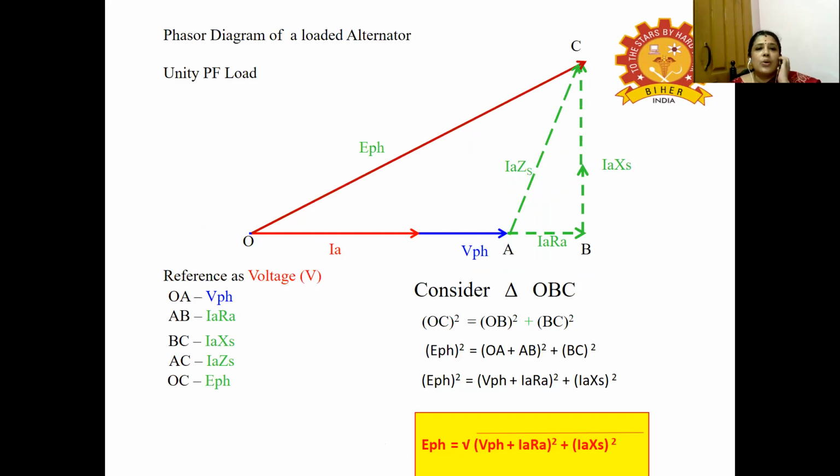So the phasor diagram for the loaded alternator. When I use unity power factor, I consider this triangle. From the triangle OBC, OC square is equal to OB square plus BC square. EPH whole square is equal to OA plus AB the whole square plus BC the whole square. EPH the whole square is equal to VPH plus IA RA the whole square plus IA XS the whole square. So EPH is equal to the root of VPH plus IA RA the whole square plus IA into XS the whole square.